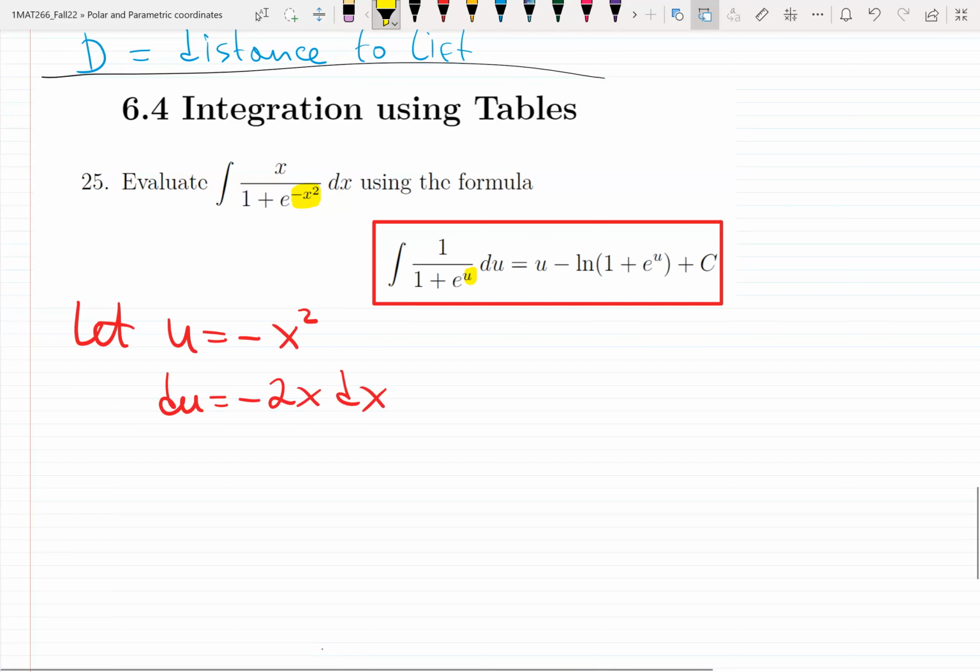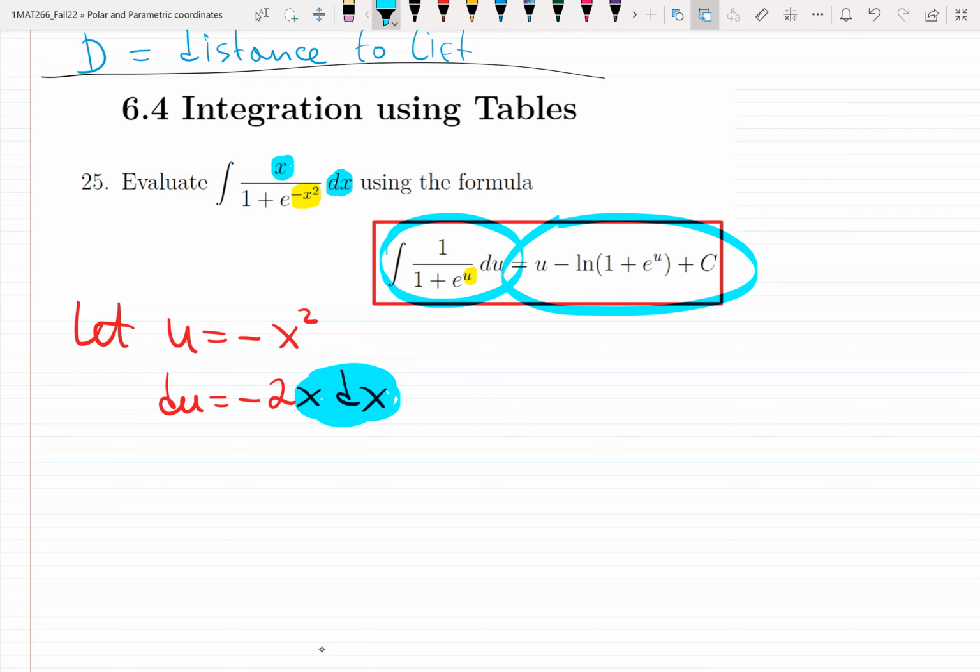Interesting. We have dx times x. The goal is to make our integral look as much as possible like this integral, scaled. Scaled means times some kind of constant. If it looks like that integral times some constant, we know the answer right away, times that constant. That is the goal. So we solve for x dx. That will be minus 1/2 du.